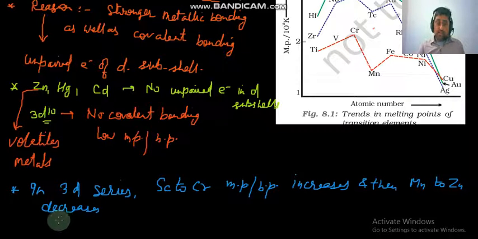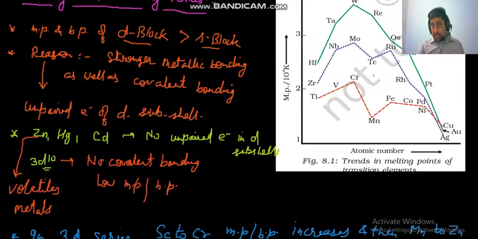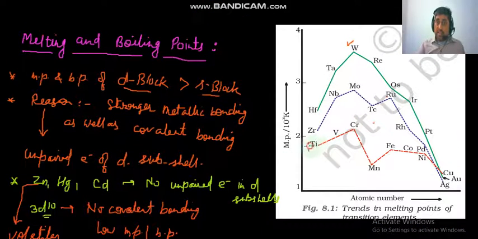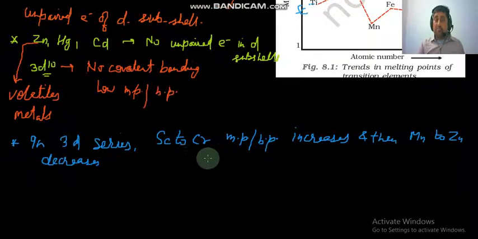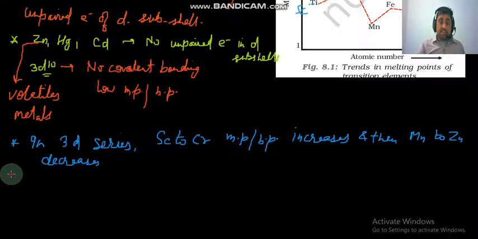Then thereafter you will see a decrease, and that can be made clear from the graph. Here somewhere will be scandium. So scandium to chromium increases, then manganese, and further up to zinc it will decrease. Similarly, everywhere in another series you will find the same trend. So in the 3d series, scandium to chromium melting point increases, and then further manganese to zinc decreases.